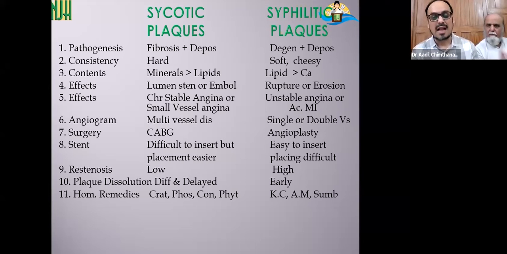Psychotic plaques, if we do an angiogram, show multi-vessel disease. Syphilitic plaques have single or double vessel disease. Psychotic plaques generally require a bypass surgery, whereas syphilitic plaques can be tackled with angioplasty if you're talking about surgical procedures.